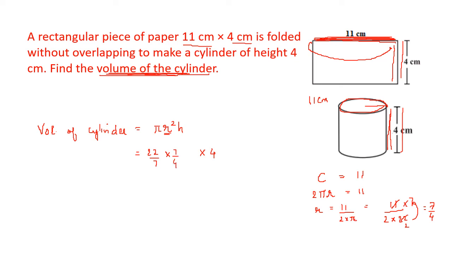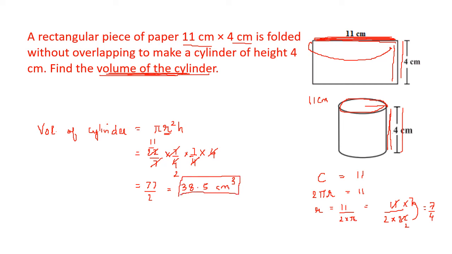So that is what we have to put as the radius here. 7 upon 4 into 7 upon 4. 7 and 7 get cut. 4 and 4 get cut. 2 twos are 2, 11s are 11. So we are left with 11 into 7, that is 77 upon 2. 77 upon 2 is 38.5 centimeter cube. So the volume of this cylinder is 38.5 centimeter cube.